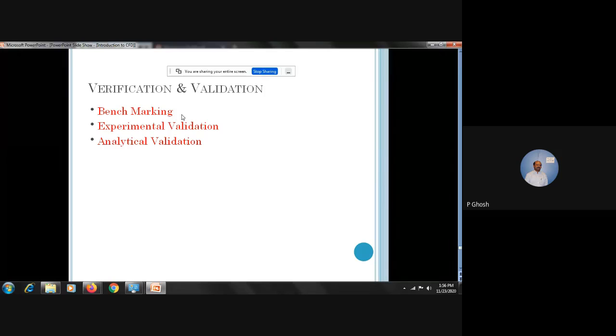So verification is basically whether you are doing the process correctly or not: your iteration schemes and your truncation errors are in a reasonable manner or not. And validation is basically with the experimental results, or analytical validation, or some other benchmark result, or numerical result itself. So that is there. Okay.